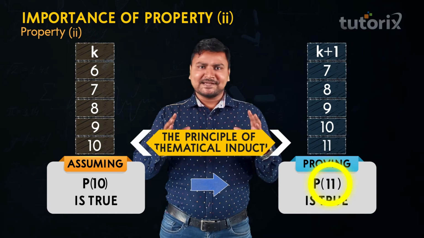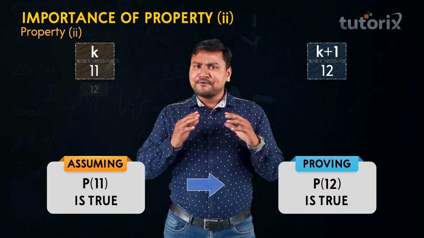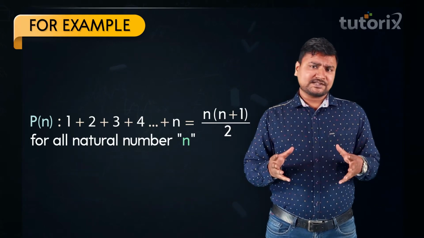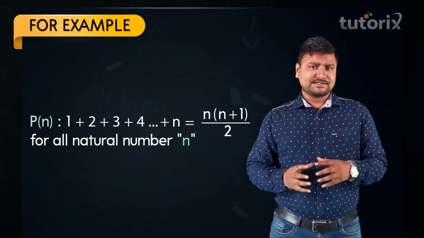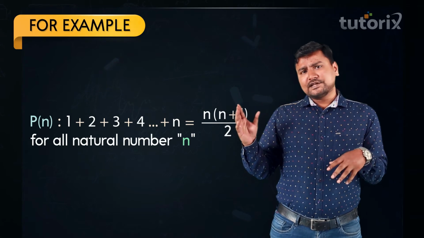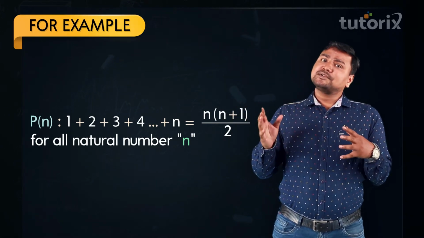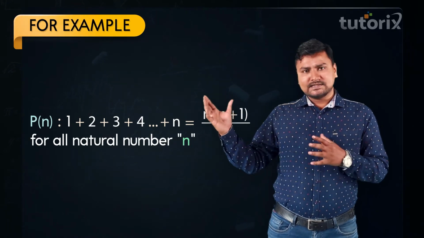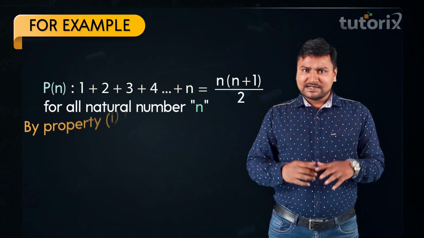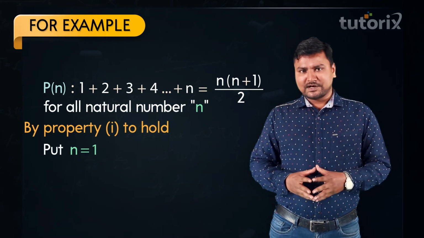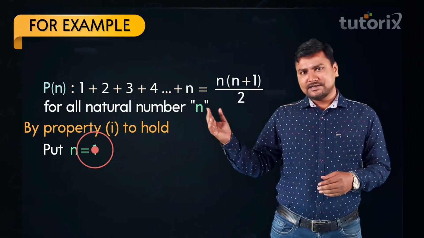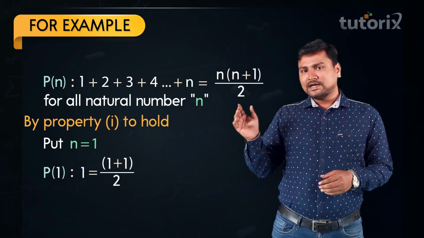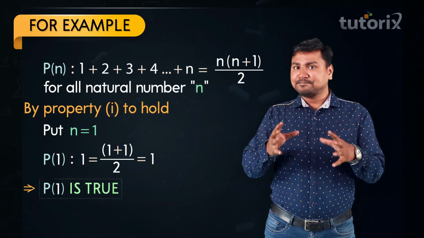Now let's consider some examples to understand this very clearly. So consider this question from the previous lecture which we promised to prove in this lecture. This is: the sum of the first n natural numbers is equal to n times (n plus 1) by 2 for all natural numbers n. So basically our Pn is this statement. Now let's check it for n is equal to 1. For n is equal to 1, the sum is 1. Now put that in the formula, we will get 1 times (1 plus 1) by 2, and that is equal to 1. This implies that P1 is true.